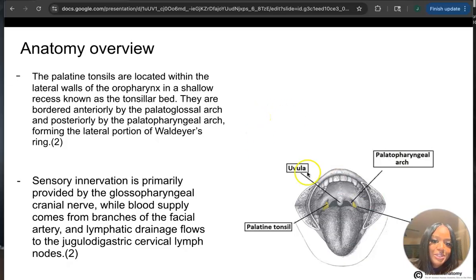And here I posted a picture. You see in the middle, that's the uvula, the palatopharyngeal arch, which is here on the right, and the palatine tonsils, as we all are commonly aware of, are the tonsils here in the back of our throats.